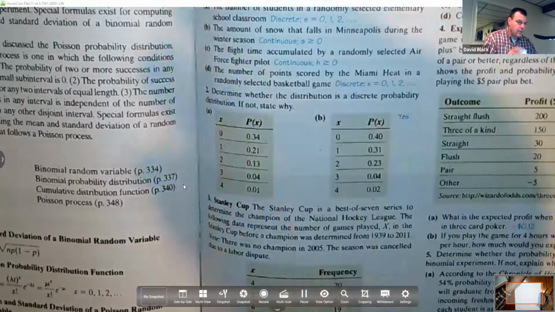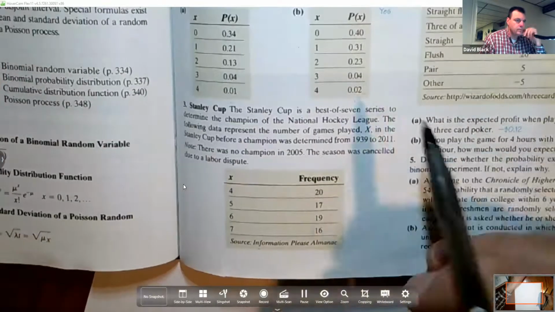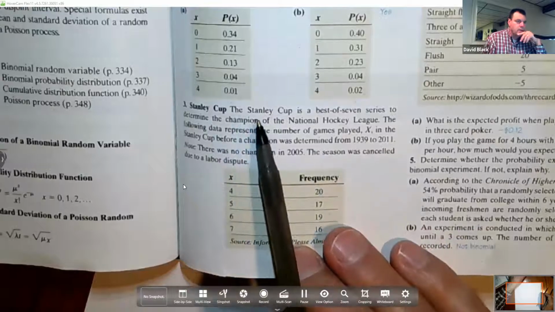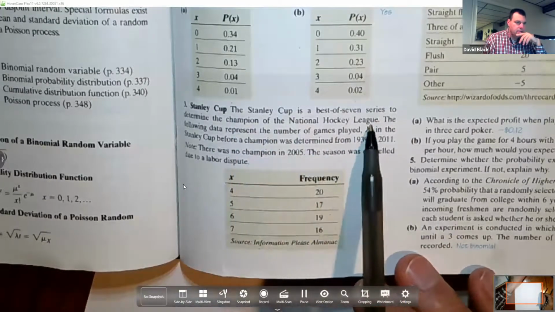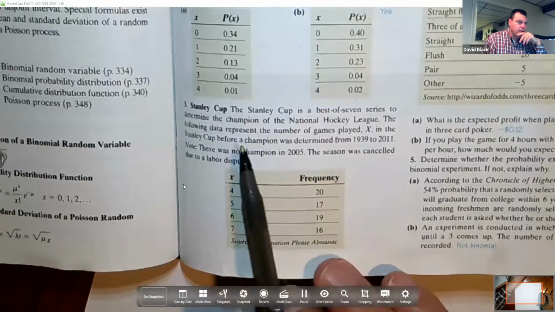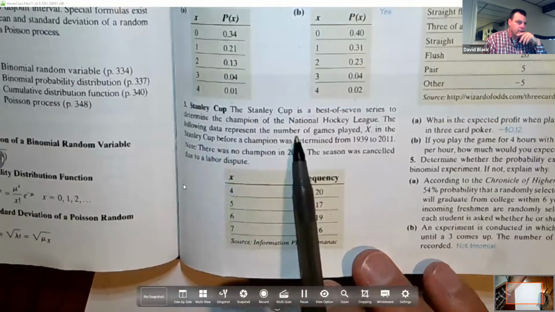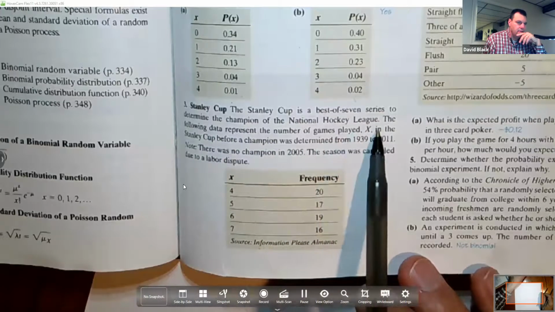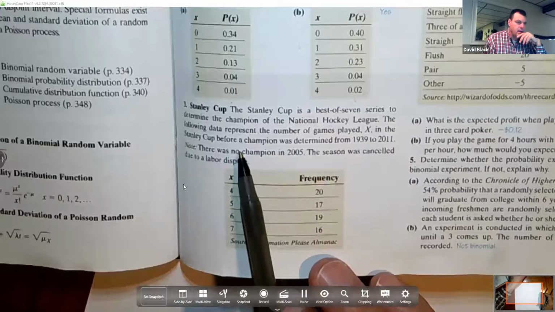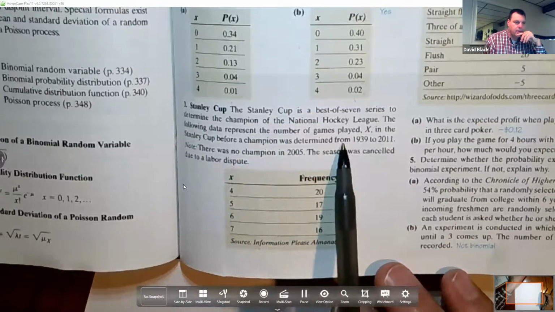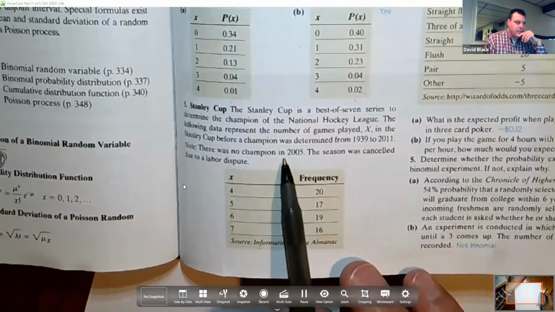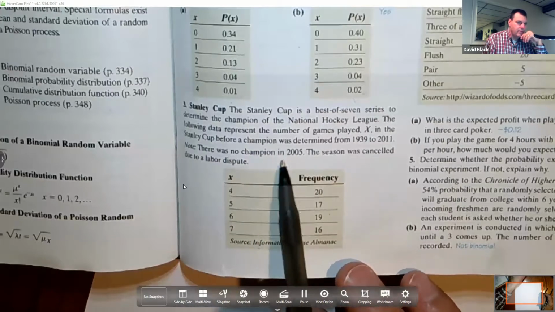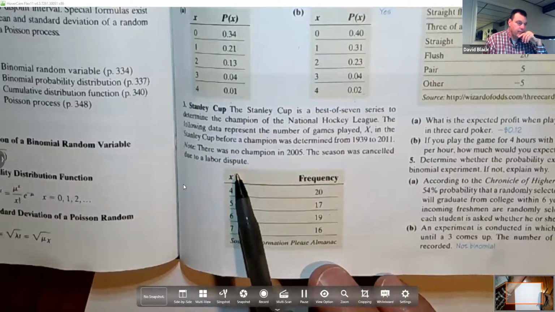Let's take a look at number 3. The Stanley Cup is a best-of-7 series to determine the champion of the National Hockey League. The following data represent the number of games played, X, in the Stanley Cup before a champion was determined from 1939 to 2011. There was no champion in 2005. The season was canceled due to a labor dispute.